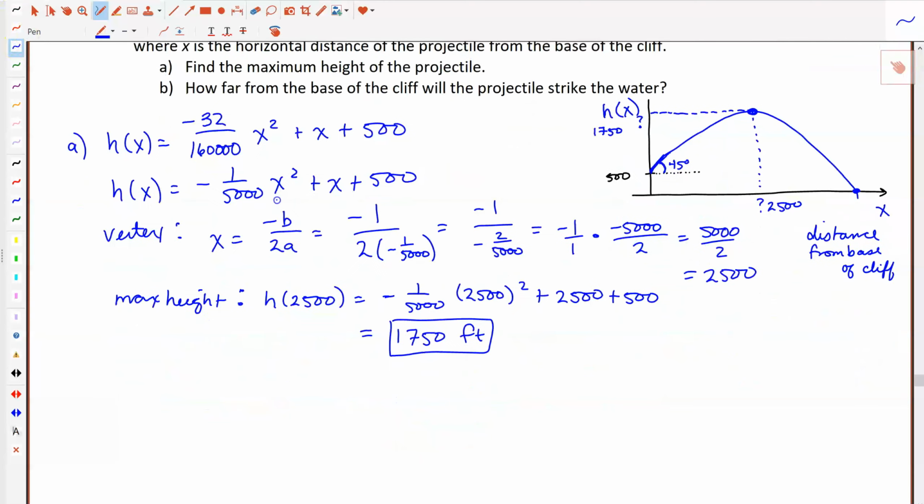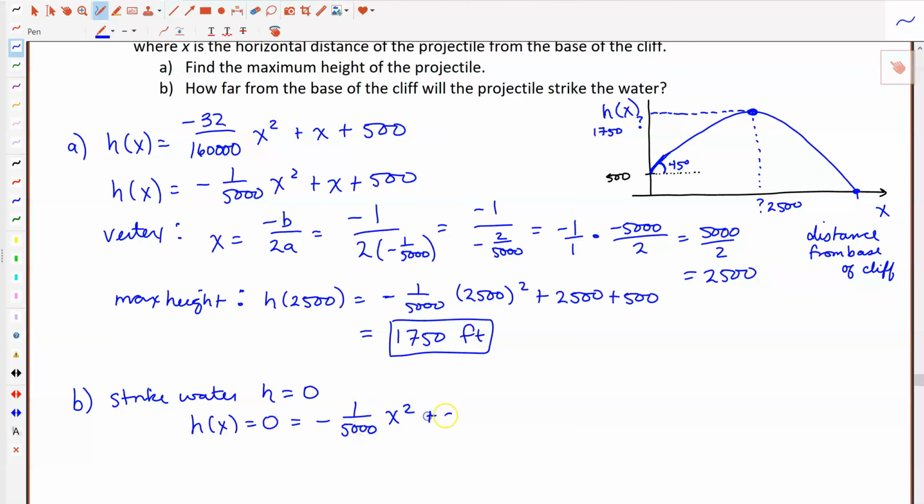Now let's take a look at part B. So part B is asking us how far from the base of the cliff will the projectile strike the water? Well, this projectile will strike at the water. How that translates mathematically is that the height of the projectile will be 0, because it won't have any height from this horizontal. So in my h of x function, I'm going to have an output of 0, and we're going to figure out what are the x values that give me that corresponding output. Okay, so I'll have 0 is equal to negative 1 over 5,000 x squared plus x plus 500.